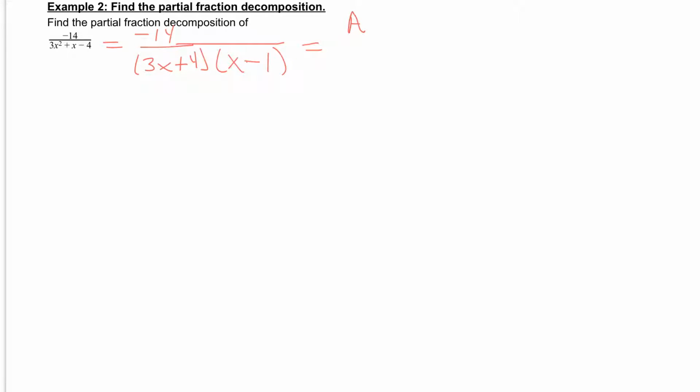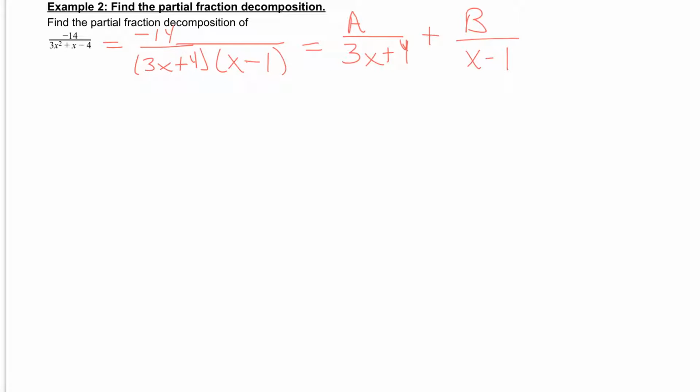We get A over our first linear factor, which is 3x plus 4, plus we're going to put a B on top of our next linear factor, which is x minus 1. And if we had more linear factors, we would go to C, to D, and so forth. Our goal here is to figure out what A and B are. We want these two fractions, if we add them together, to equal what's on the left-hand side.